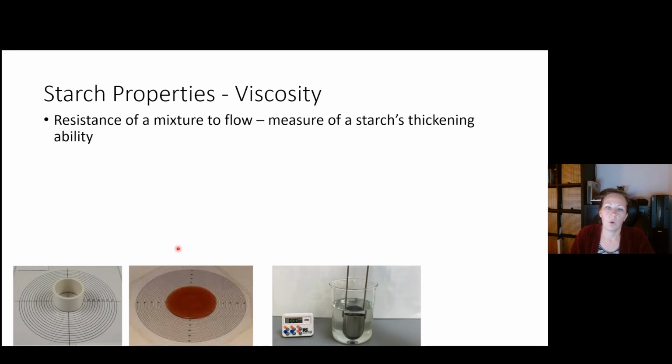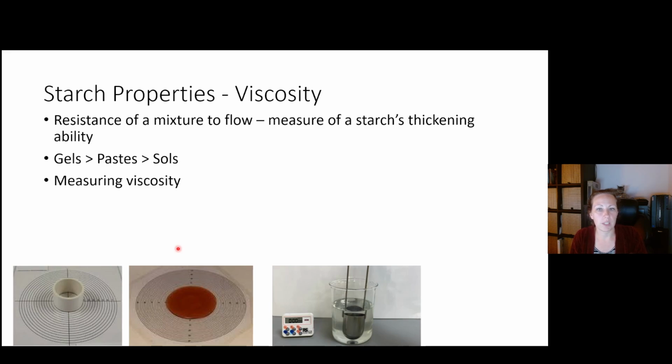Okay. So going back to the starch solutions that we talked about a few slides ago, in order of viscosity, gels are more viscous than pastes, which are more viscous than sols. Okay. So some ways that we measure viscosity. One way to measure the viscosity is the line spread test. We'll be doing this in class in 2 weeks. It's the second week that we do labs for this chapter.